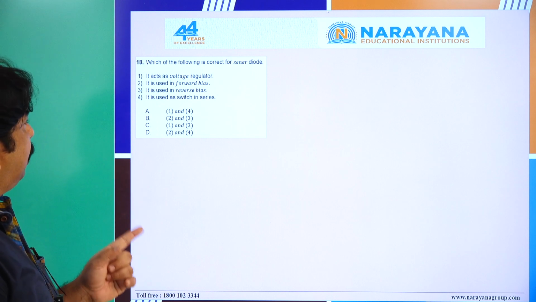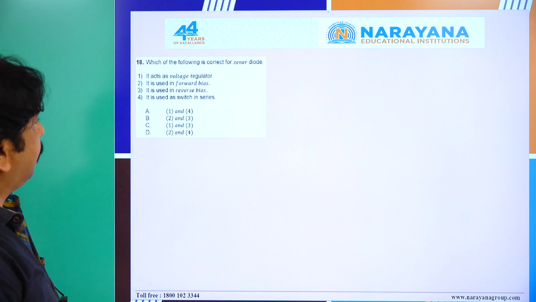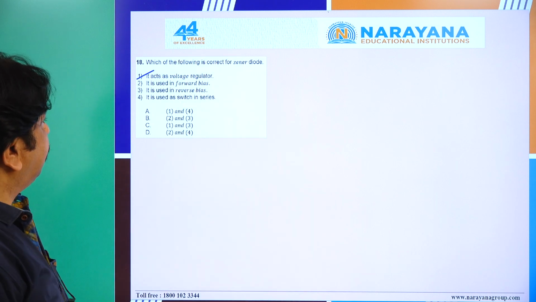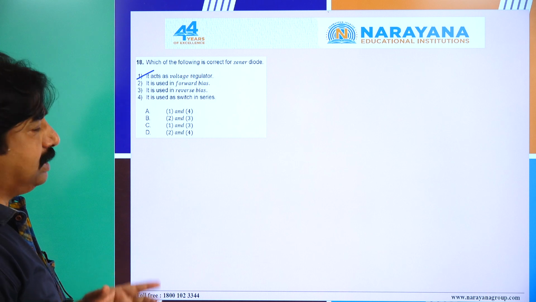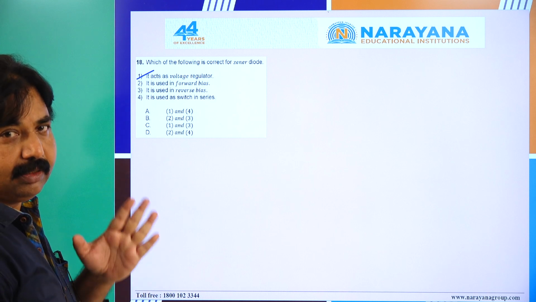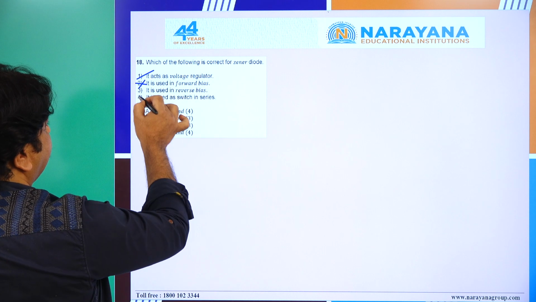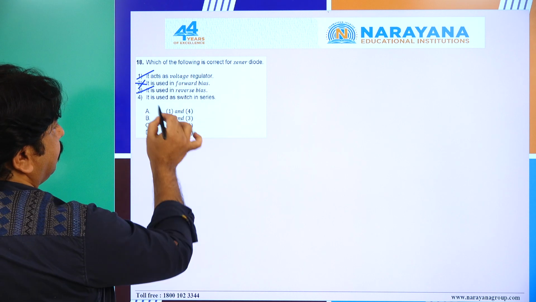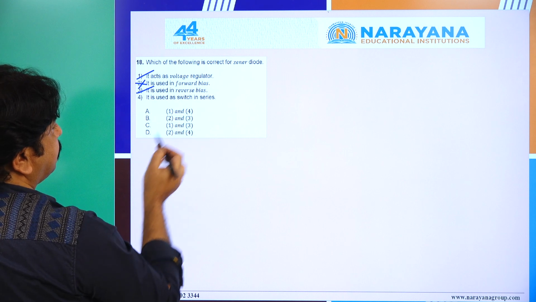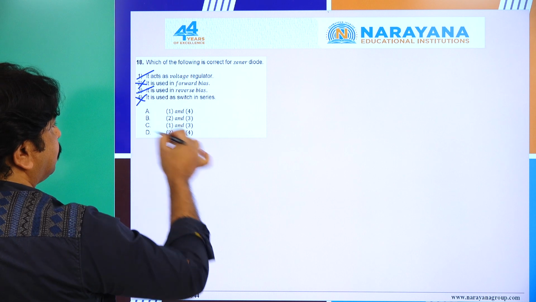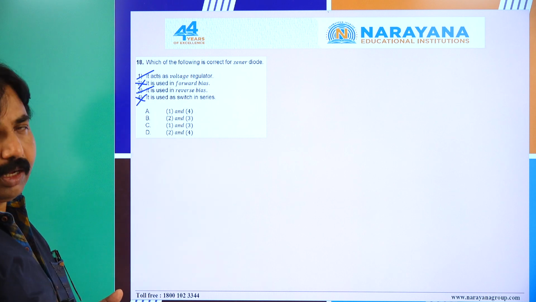It acts as a voltage regulator. It always acts as a voltage regulator only. And the second one, it is used in forward bias. It is used in reverse bias only. So the second is the wrong one. But the third one is again right. It is used as a switch in series. But here we can choose. It is also wrong.